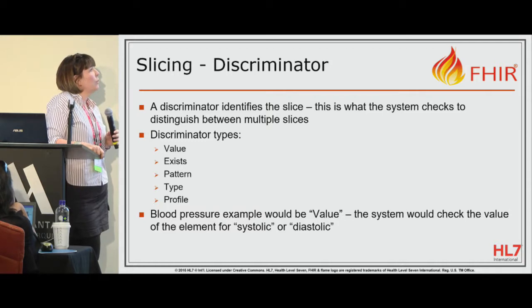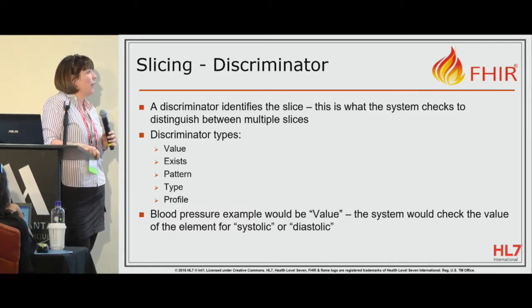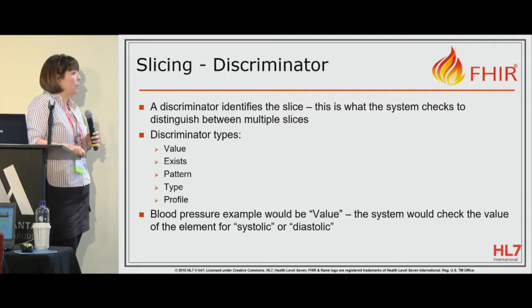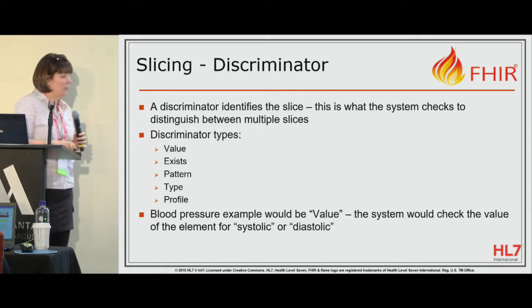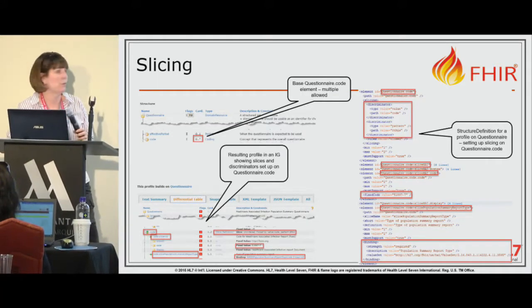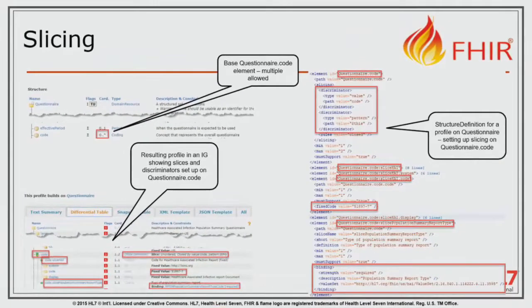So there are several discriminator types. Value, which is checking the value of, say, a code. Exists, whether something exists or not, that's just Boolean, binary. A pattern, a type, and a profile. So the blood pressure example would be value. So the system would check the value of the element for the correct LOINC code, or discriminate between two LOINC codes.